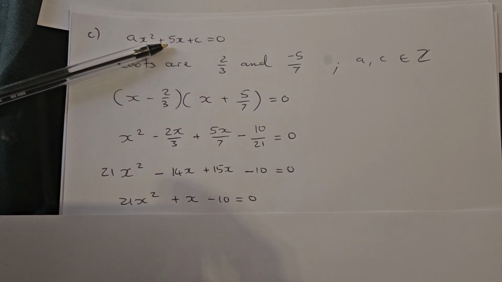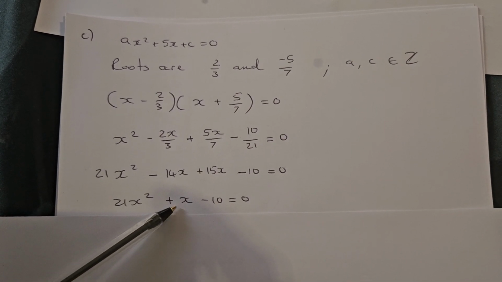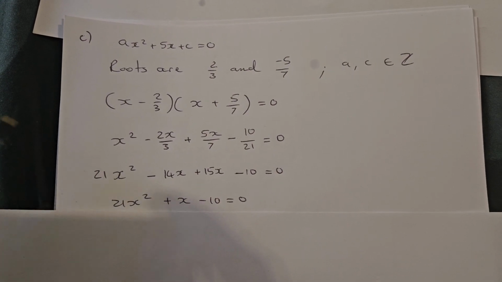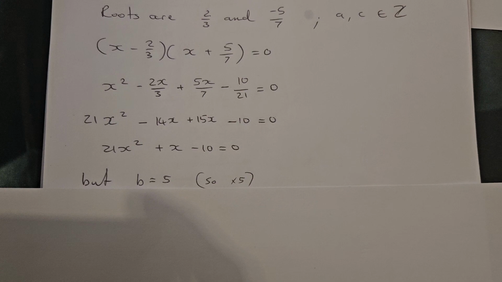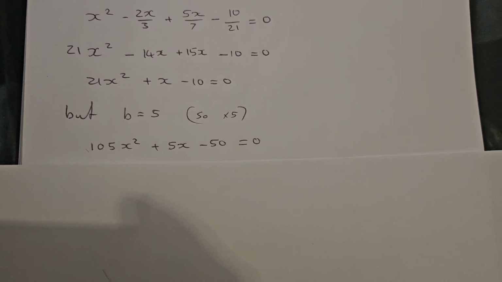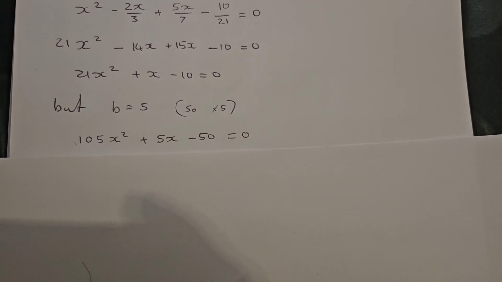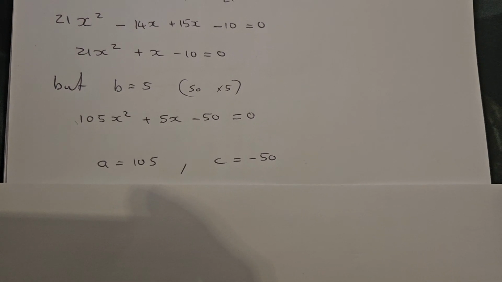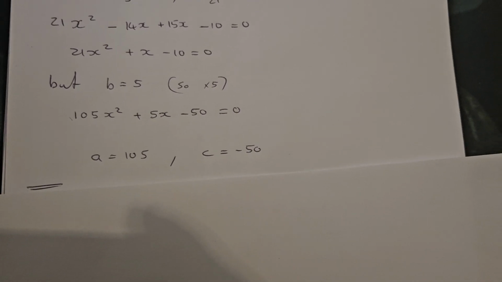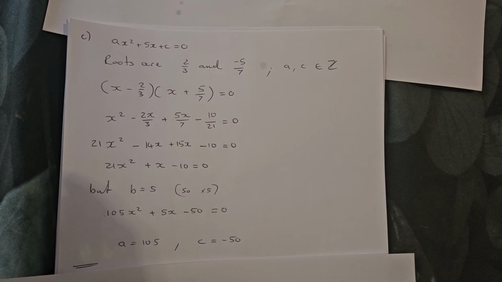I have that my b value is 5. To make the b value 5, I'd need to multiply this entire expression by 5, so I say the b value is 5, so multiply by 5. If I do that, I get 105x squared plus 5x minus 50. This would be my equation. So in other words, a is 105 and c is negative 50. Okay, so that's the full solution. Let me just show it in one shot so you can pause and look at it.